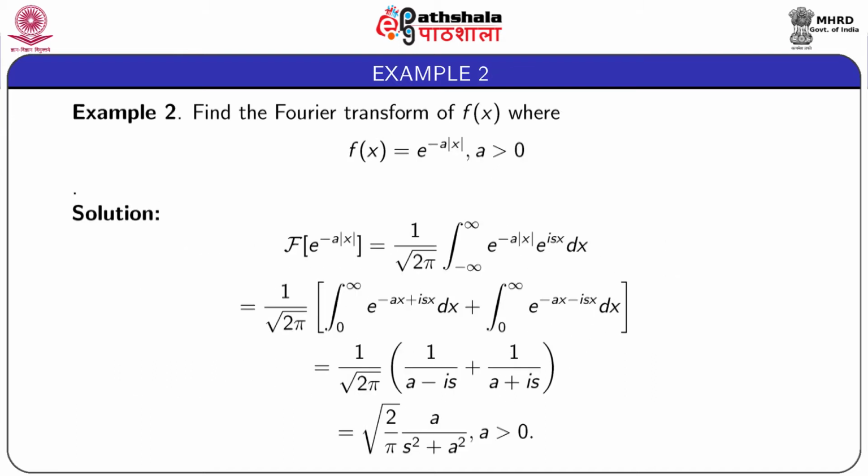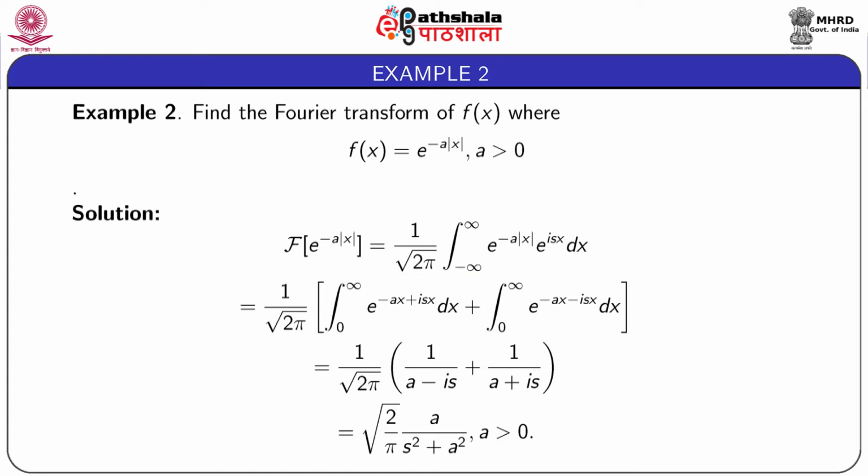Next we come to example 2. Find the Fourier transform of f(x) where f(x) is given by e to the power minus a mod x where a is positive. Now, the Fourier transform of this function is given by curl f of e to the power minus a mod x. This is equal to 1 by root over 2 pi integral minus infinity to plus infinity e to the power minus a mod x e to the power I s x dx.